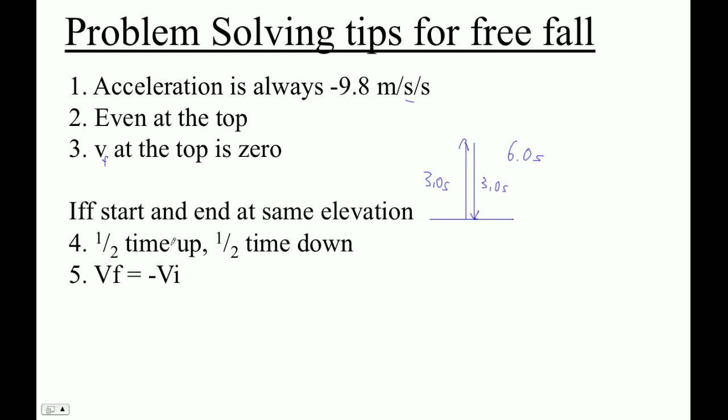And then the other thing is that the final velocity equals negative the initial. So if the initial is positive 29.4, then it's going to hit the ground at negative 29.4 meters per second. Just write these down. These come in very handy. I'm going to do an example, and then I'm going to break the video at that point and do another example.